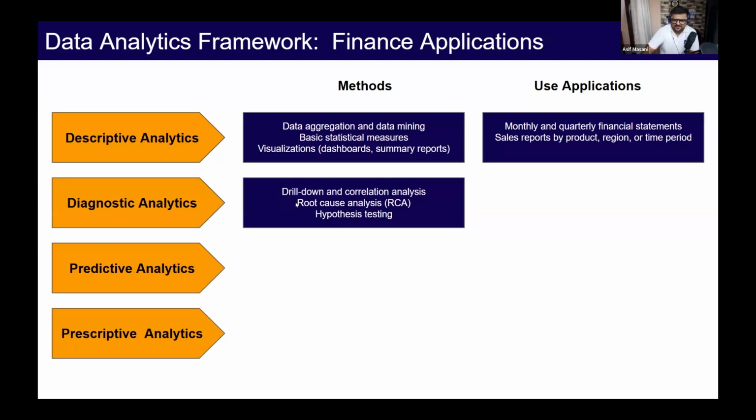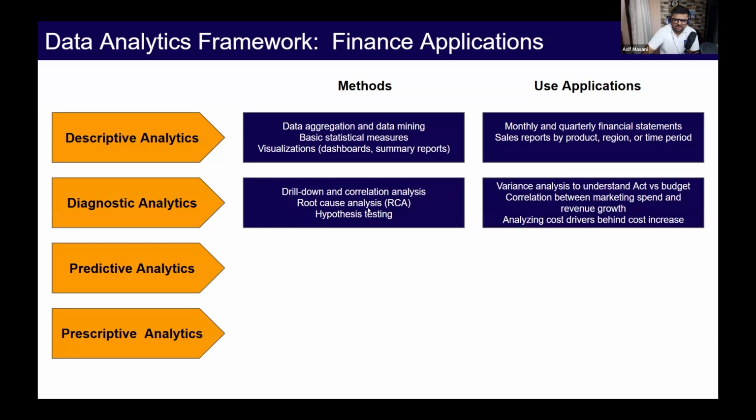Root cause analytics: we try to understand why the website traffic is low. And we found out that the marketing spend was not good enough in that particular month, or the marketing effort was not. So this is what you do in a root cause analysis. Hypothesis testing, in the case of your finance application, is where you are doing variance analysis to understand actual versus budget. You're trying to correlate between the marketing spend and the revenue growth. You're trying to analyze cost drivers behind some cost increase that has happened. So what is driving that cost increase? These are some use cases or applications that you use in FP&A at a diagnostic level.